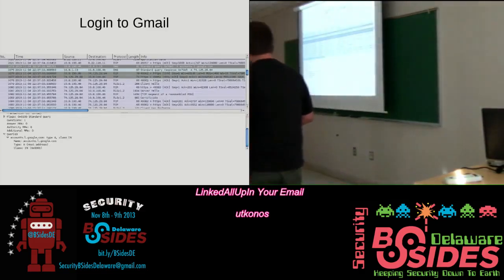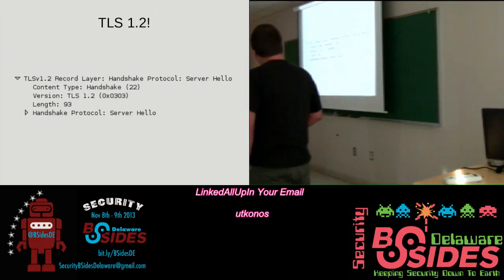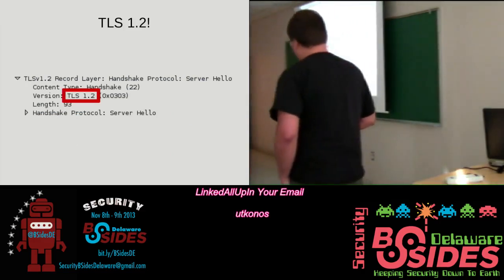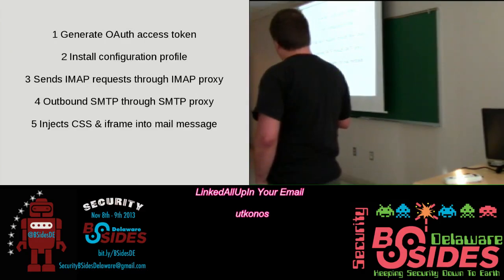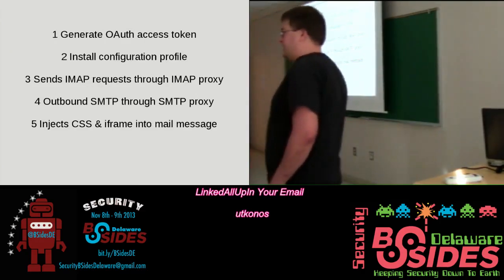So at this point, you're going to be logging into Google and logging into Gmail. And of course, Google is also running TLS 1.2. So what happens is, at first, you generate an OAuth access token.